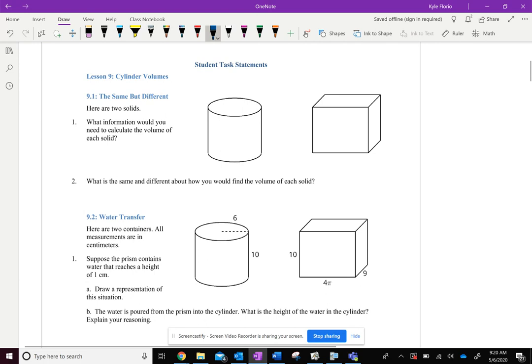The same but different. Here's two solids. We have a cylinder here and a rectangular prism. It's kind of like a cube, but instead of all the sides being the same, it's more rectangular.